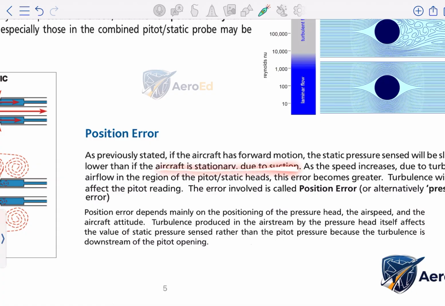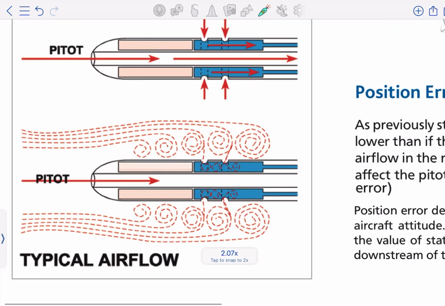Now let me explain what suction is. What causes this suction? The airflow above this pitot tube is much faster, and from Bernoulli's theorem we know that if the velocity is more, the pressure is less.